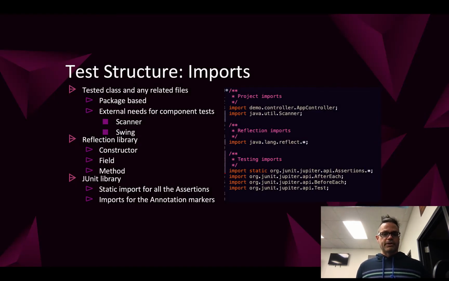First thing we're going to do is talk about the imports. So the first thing, of course, we have to do is the project level imports, because again, this is residing in a different package. I have to import that package that we're testing and attach that right there. So that's the project level imports, in this case, demo.controller.AppController.